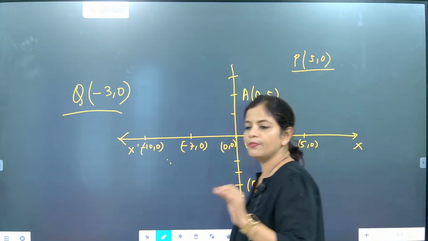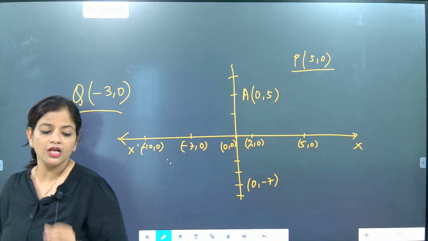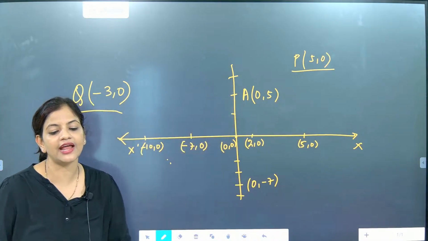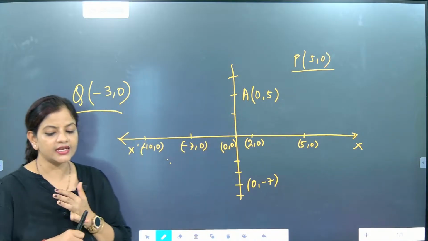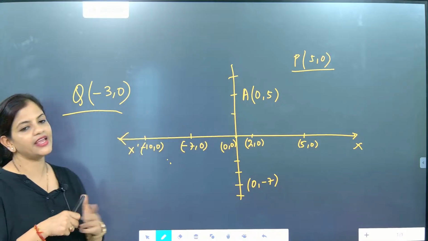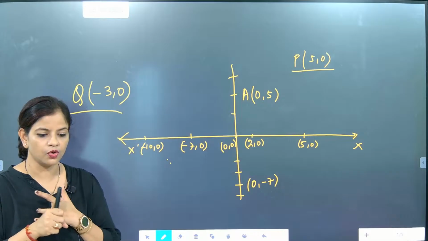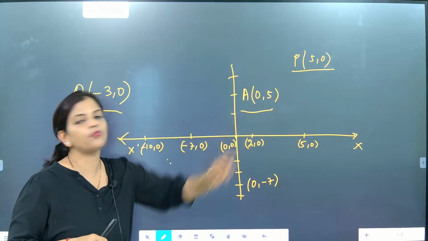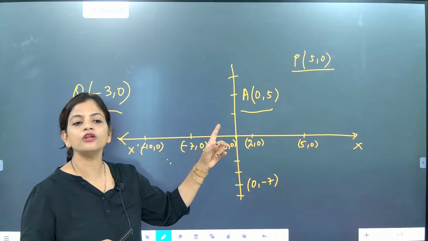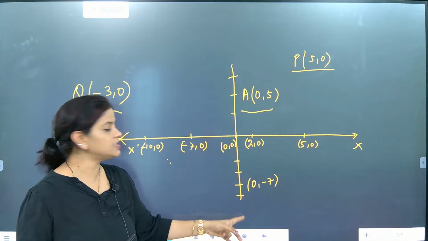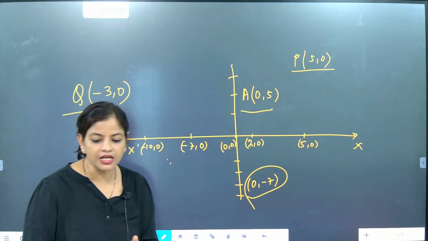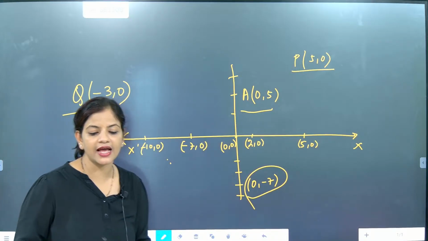Understood? So, beta, if somebody asks you about this point, you will say this is on the vertical line. Vertical line is considered as y-axis, and on y-axis, x value is 0. If somebody asks you about this point, what are you going to say? It is on the positive side of y-axis, and this part is the negative side of y-axis.